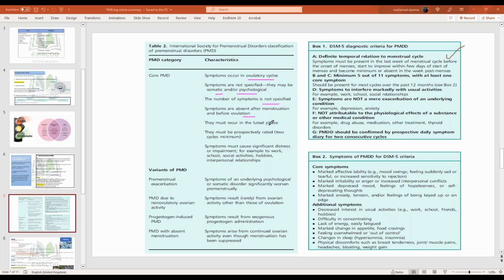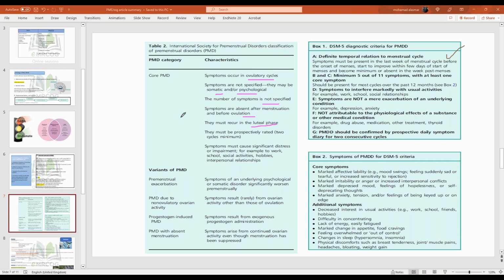They must recur in the luteal phase, because you have to make sure that the woman had her symptoms in relation to the menstrual cycle, post ovulation, and relieved by the menstruation. And when she is before the ovulation, meaning the first 2 weeks of her cycle, she is fine. Clear? Simply, this is how to make sure that these are the core PMDD symptoms, okay?